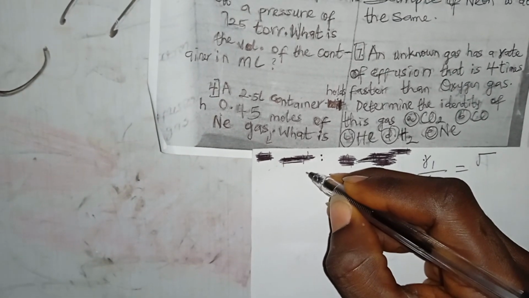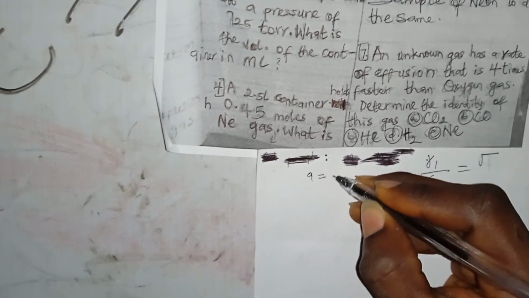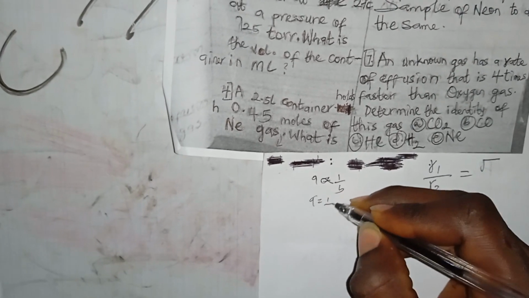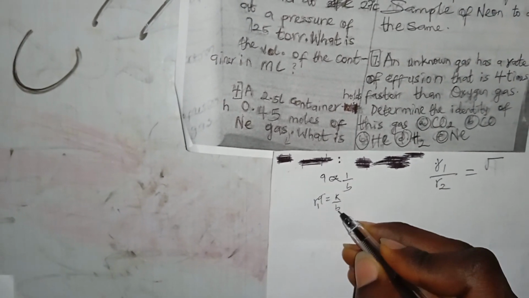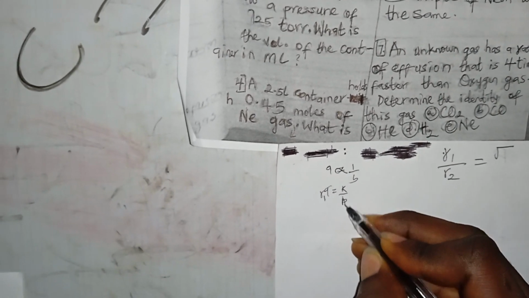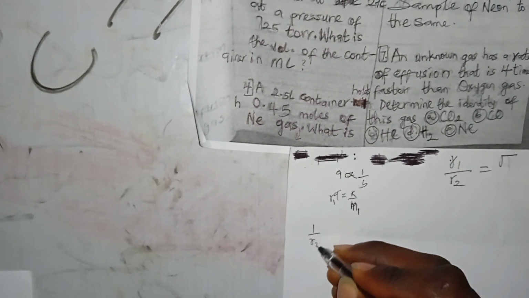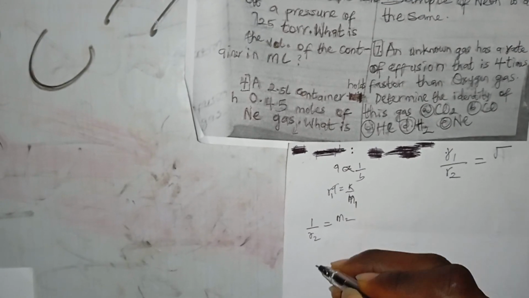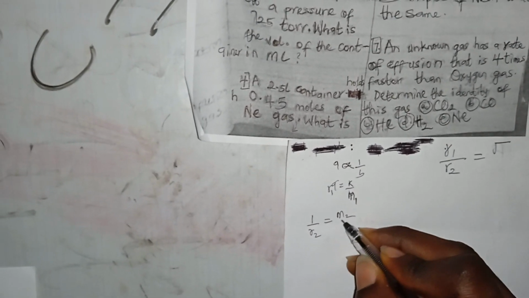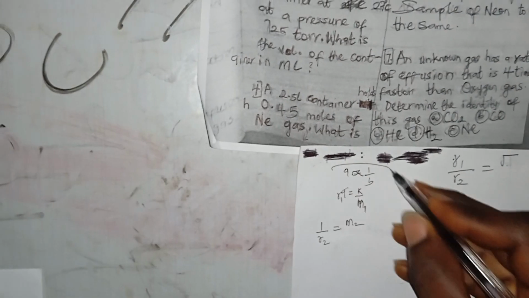Inversely means, for example, if A is inversely proportional to B, it means A equals 1 over B. Maybe I introduce a constant K. So if I have R1 and it's inversely proportional to the molar mass, that means the molar mass of R1 will be like this. And if I have R2 down here, its molar mass will be up here. So when you combine it, that's how we now get this.